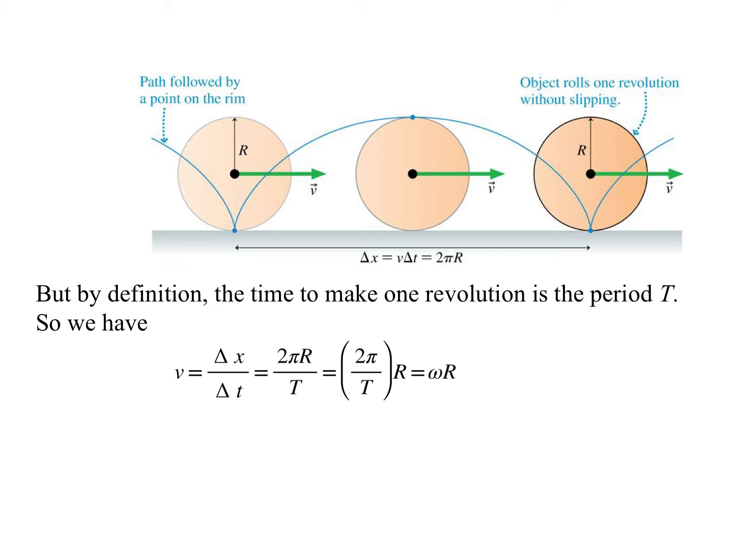But by definition, the time to make one revolution is the period T. So we end up having that the velocity, which is delta x over delta t, is 2 pi r, one circumference, over one period. And then we can group this as 2 pi over T times r, and 2 pi over T is omega. You might remember that back from the oscillations chapter. So we get that the velocity is omega r.